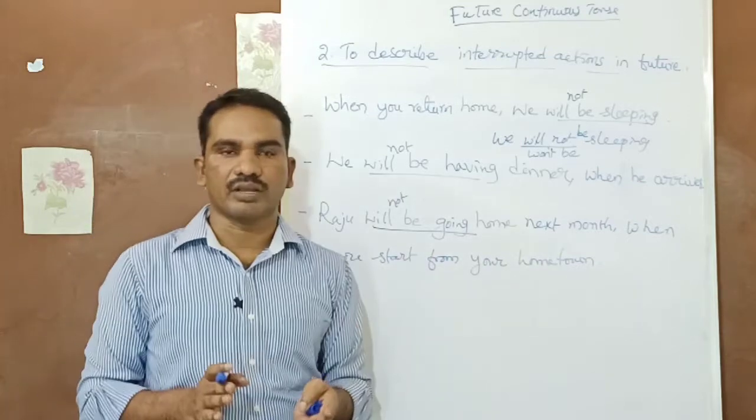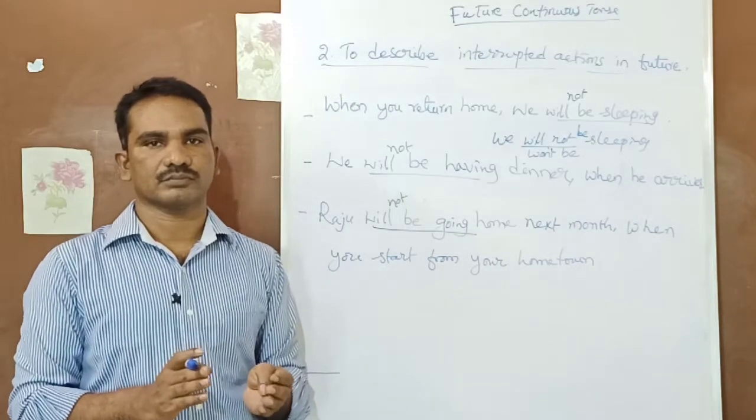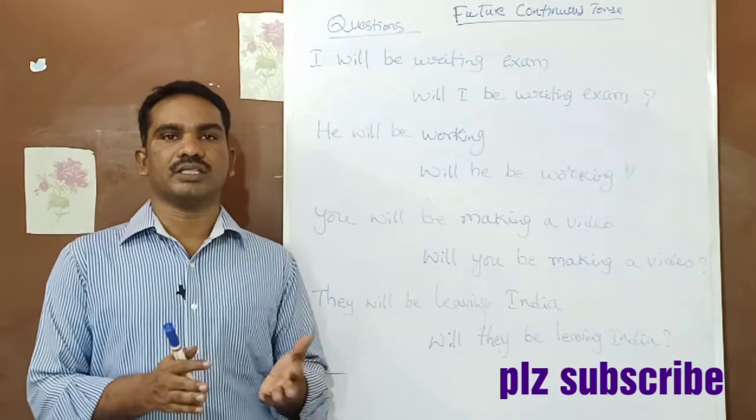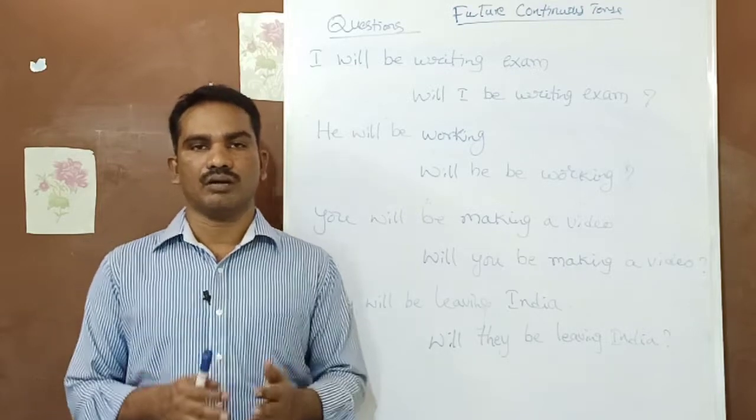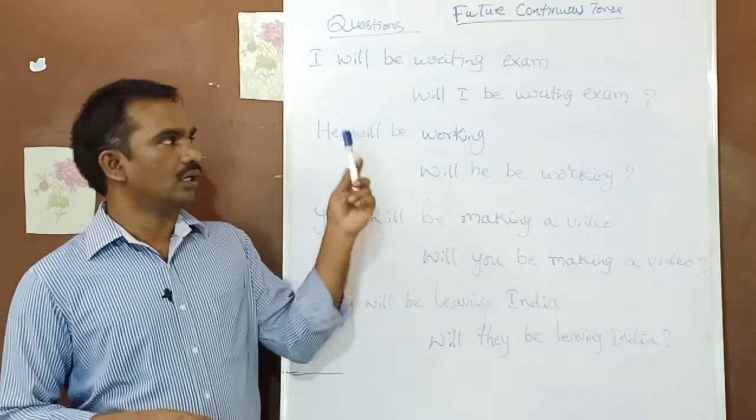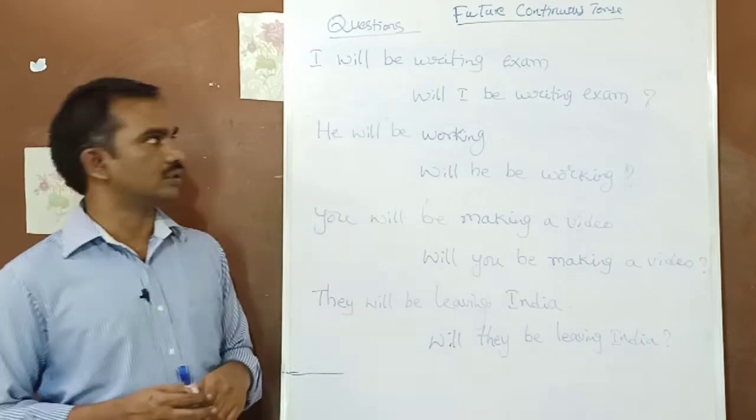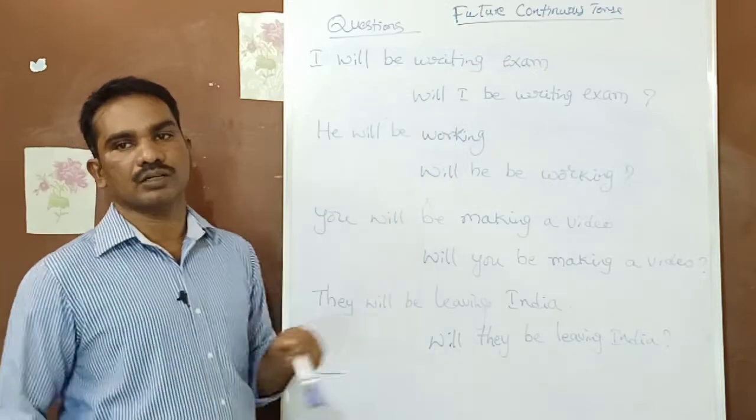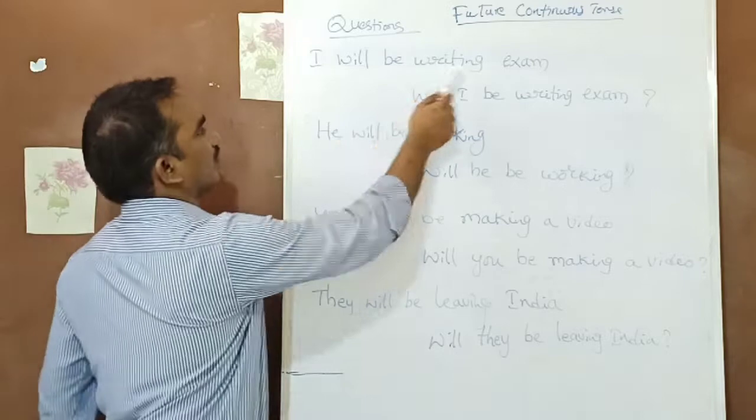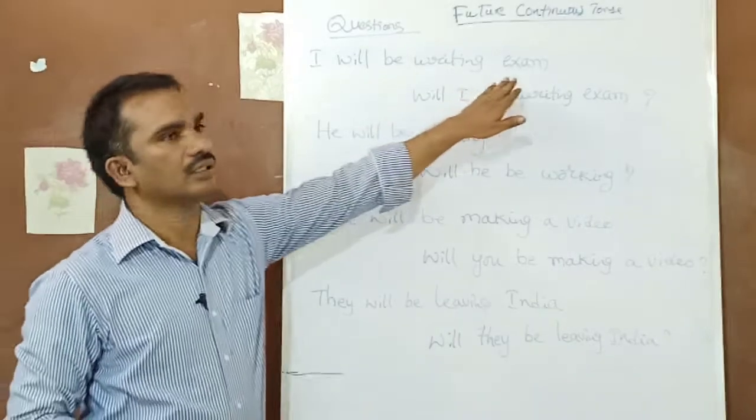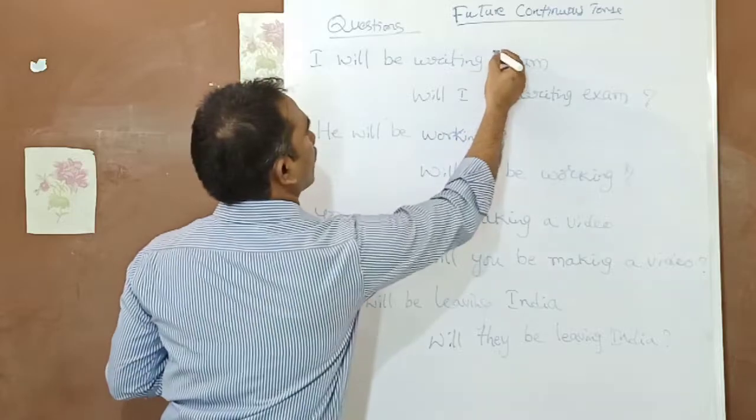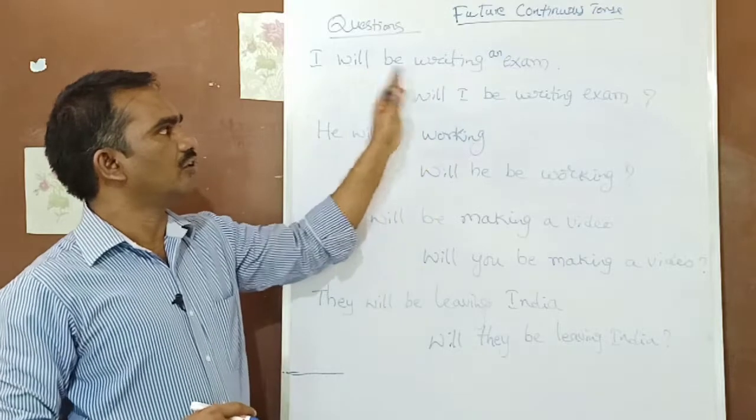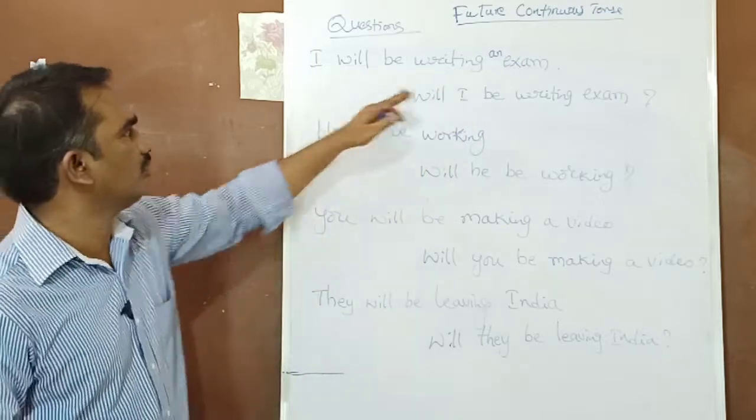Okay, and let's look at the questions. We have looked at the rules, positive sentences and negative sentences. Now let's move to questions. Yes or no questions. Look at the positive sentence, and from the positive sentence we will change to question form. So I'll be writing an exam. So next week I'll be writing an exam. So how do you make it a yes or no question?